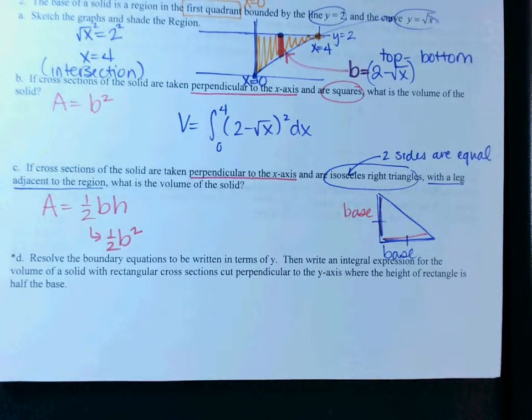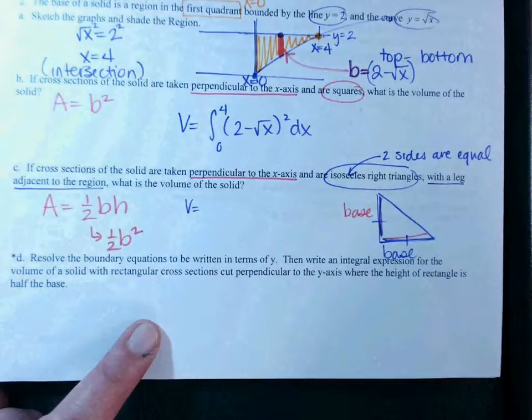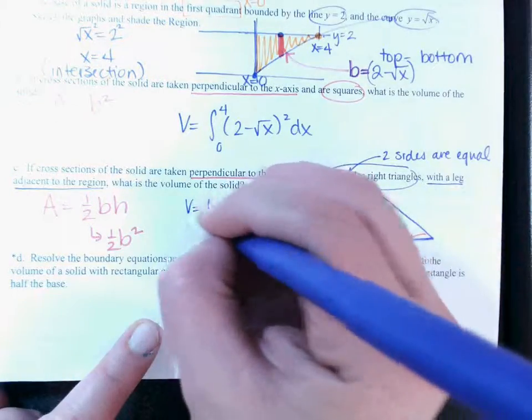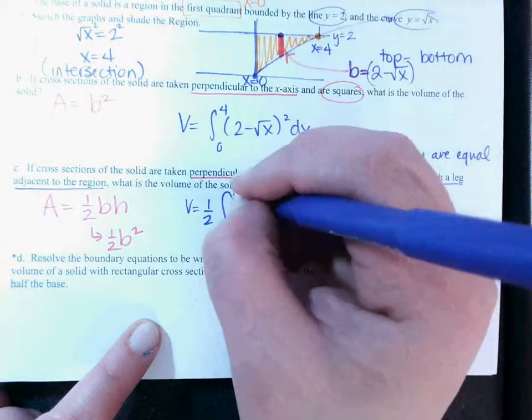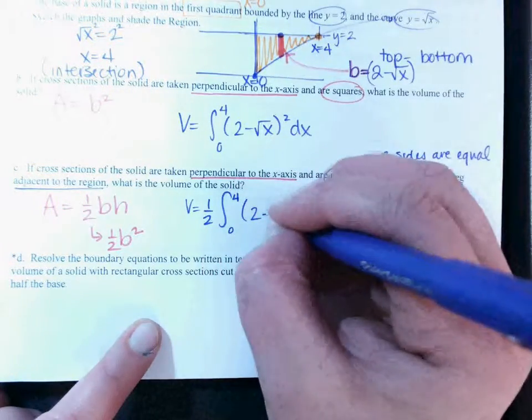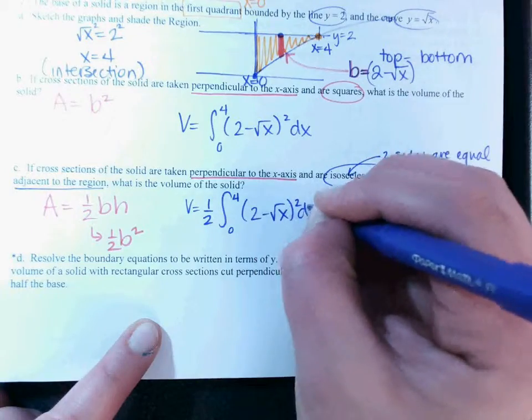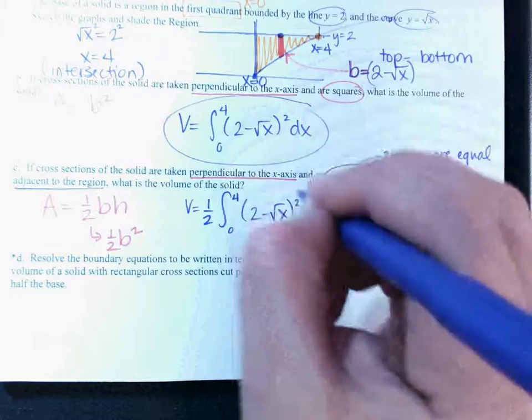And then from there, I would set up my volume. So remember, if that's area, volume is the integral of that. So I'm going to put my half on the outside of the integral. I'm going from 0 to 4. And then my base squared would be 2 minus square root x, squared, dx. Okay, and that would be your answer.